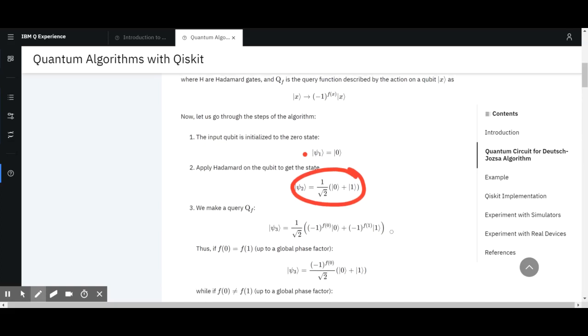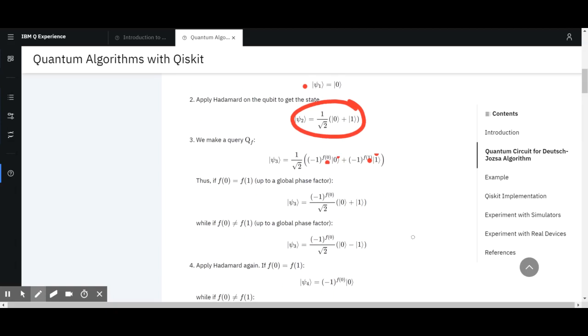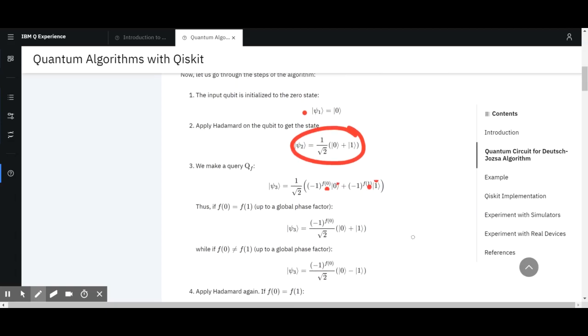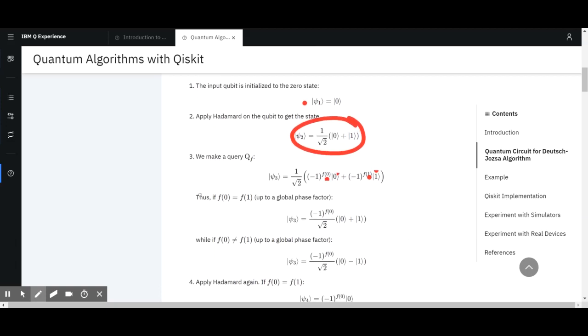Okay, so here they are applying it directly. What it seems like is minusing f(0) and f(1). I guess the 0 here is because of the state 0, and the 1 here is because of the state 1. So it seems like you could technically say that it's applying that function to both, because we've applied the Hadamard. Let's see. It's going pretty fast, so I don't know. If f(0) equals f(1) up to a global phase factor, then we've got that. And if it doesn't equal, then we get that.